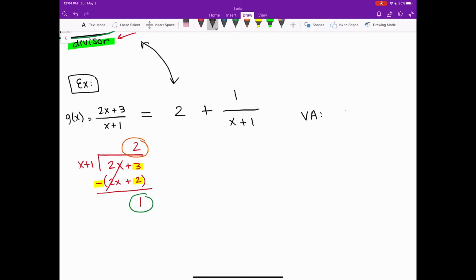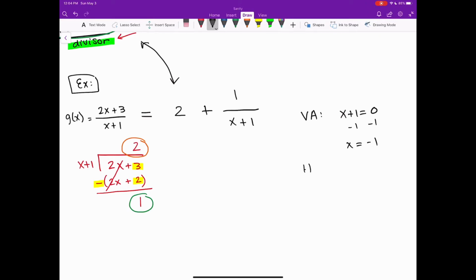So I'm going to do that. I'm going to say x plus 1 equal to 0. If I solve for x here, I'm going to subtract 1 from both sides. I'm going to have a vertical asymptote at -1, at x equals -1. So in this graph, there's going to be a vertical line at x equals -1 that my rational function cannot cross or meet, all right?